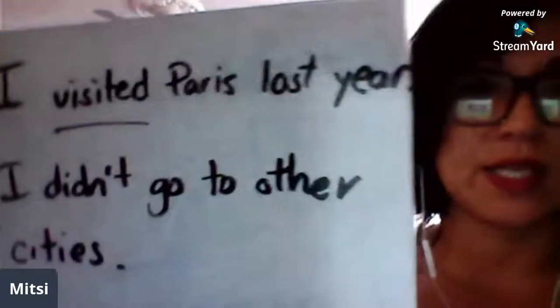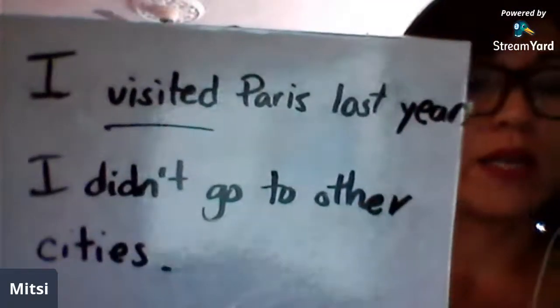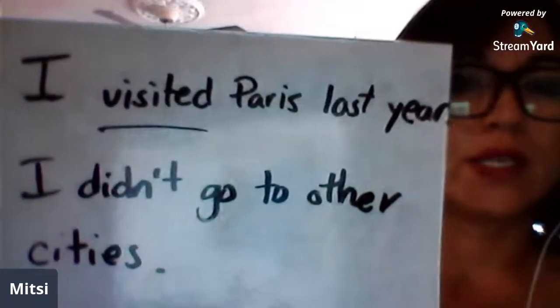So I can say that I didn't go to other cities. So I mean that I just visited Paris. I mean, I went to France, but I just visited Paris. I didn't go to other cities. And I can express it like this. We have didn't, we have go in simple form. And this is the way we form sentences in simple past.